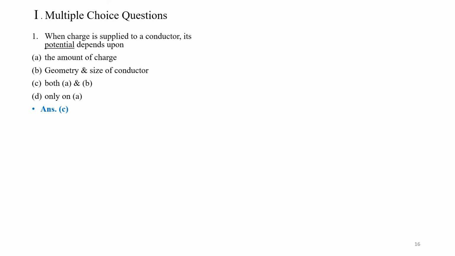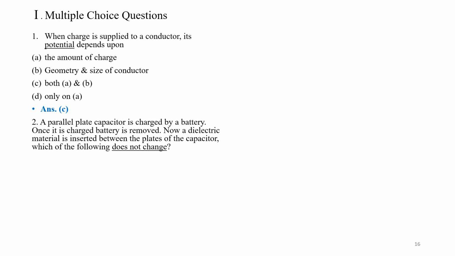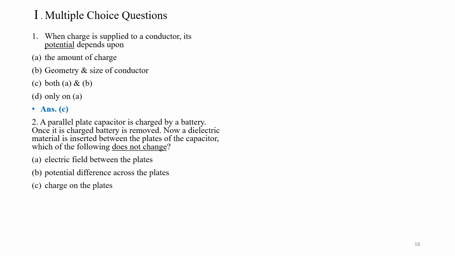Question number 2. A parallel plate capacitor is charged by a battery. Once charged, the battery is removed, and now a dielectric material is inserted between the plates of the capacitor. Which of the following does not change? Electric field between plates, potential difference across the plates, charge on the plates, or energy stored in the capacitor. That means the charge on the plates does not change.